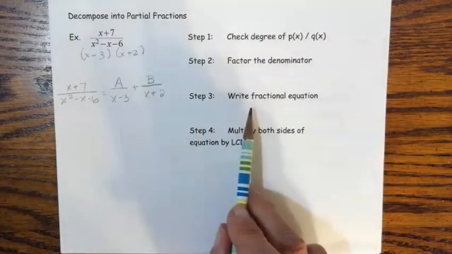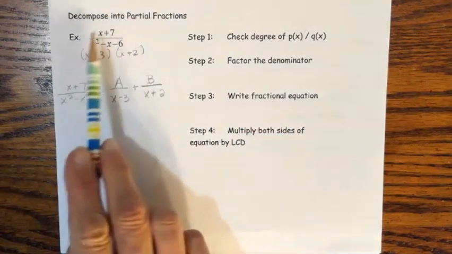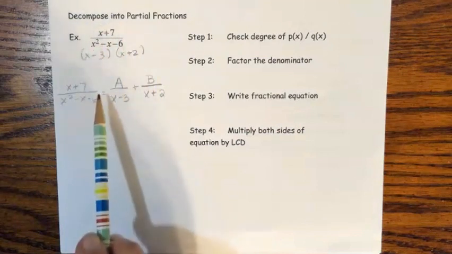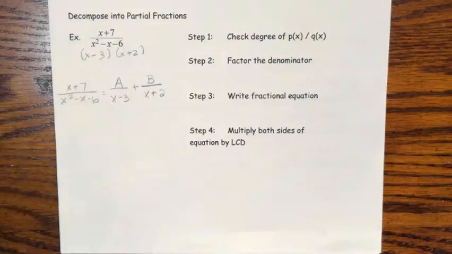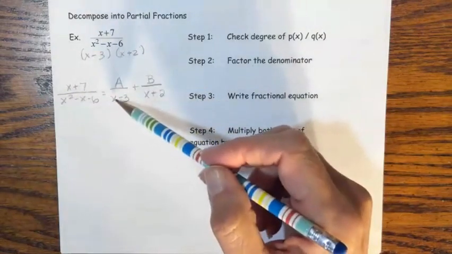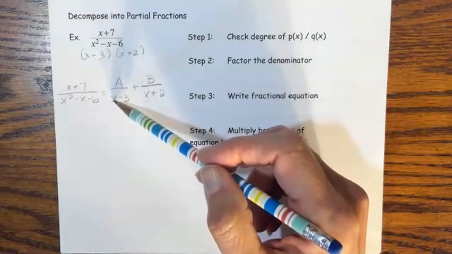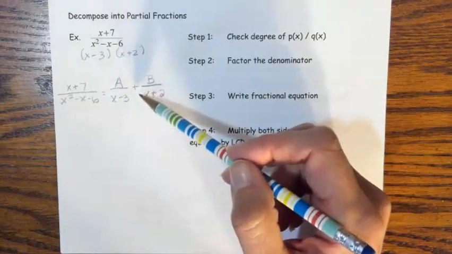So that's step 3, write the fractional equation. So I take my original fraction, and it equals this new fraction where we have to find A and B. Now, the reason I use A and B is because these factors have a degree of 1, so x to the first.